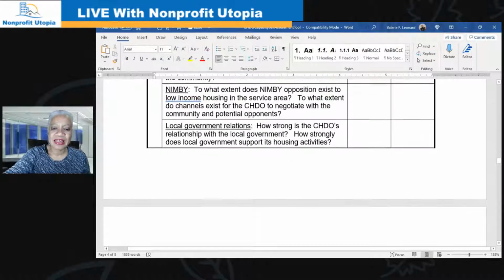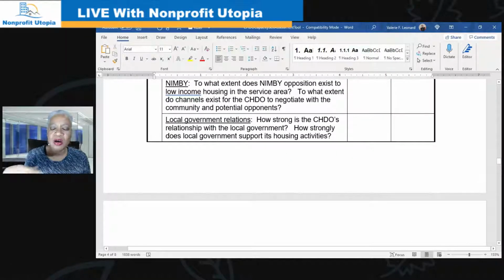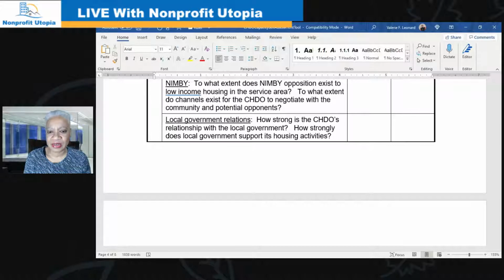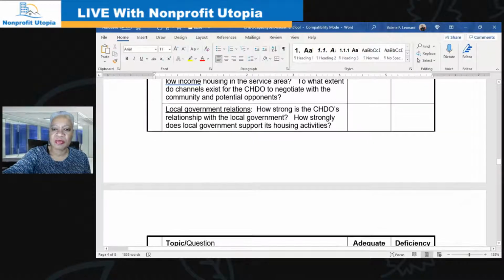Local government relations. How strong is the CHDO's relationship with the local government? How strongly does local government support its housing activities? Again, that's pretty straightforward for organizations that want to do housing. But then again, if you're working in anything with nonprofits, how strong is your relationship with the local government?